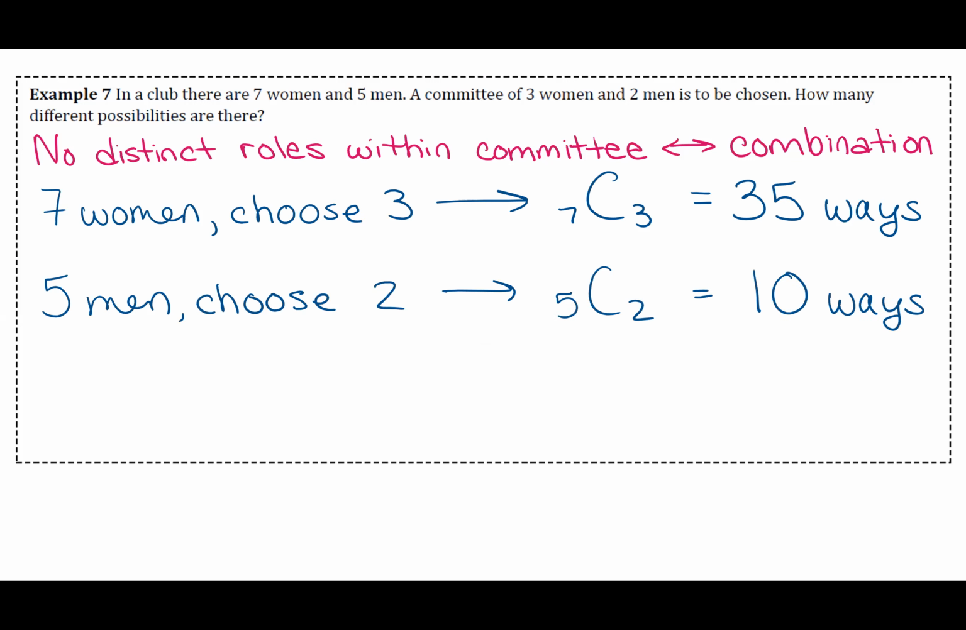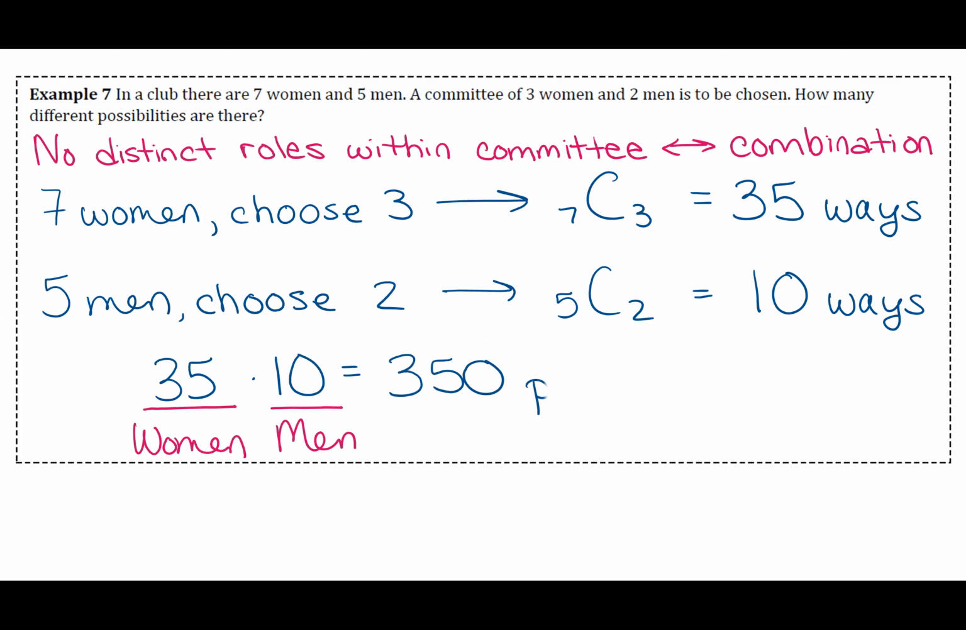It's going to be 5 times 4 times 3 times 2 times 1 divided by 2 times 1 divided by 3 times 2 times 1. And when you cancel all those out, you get 5 times 2, or 10 ways. So then, because we have a subcommittee with 3 women and 2 men, we end up with 35 times 10 different options. So there are 350 different possibilities for this committee containing 3 women and 2 men.